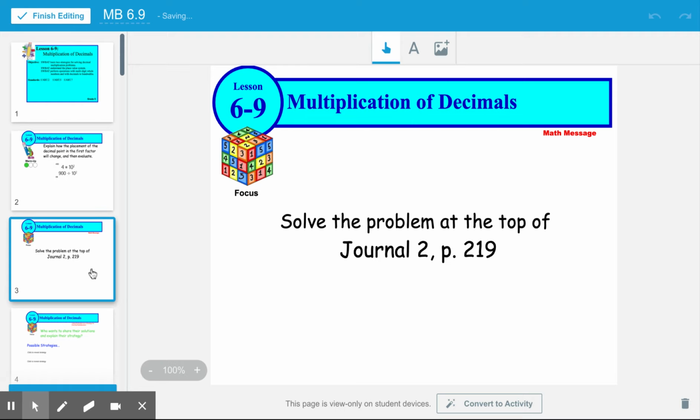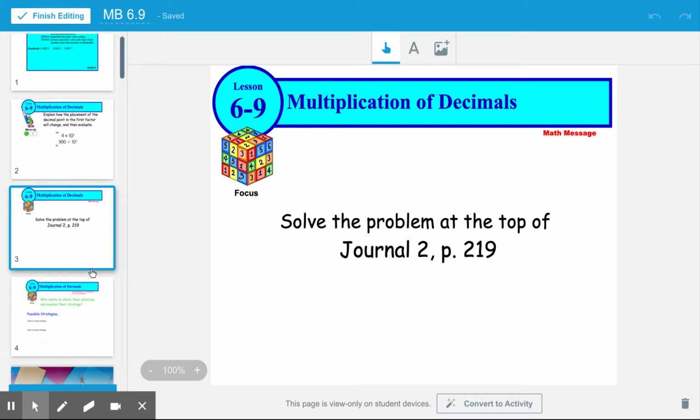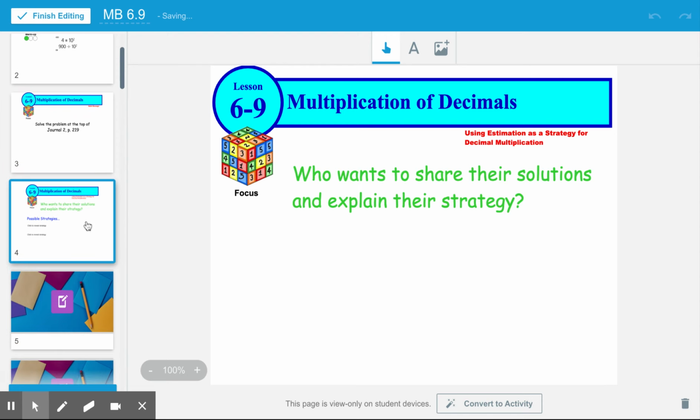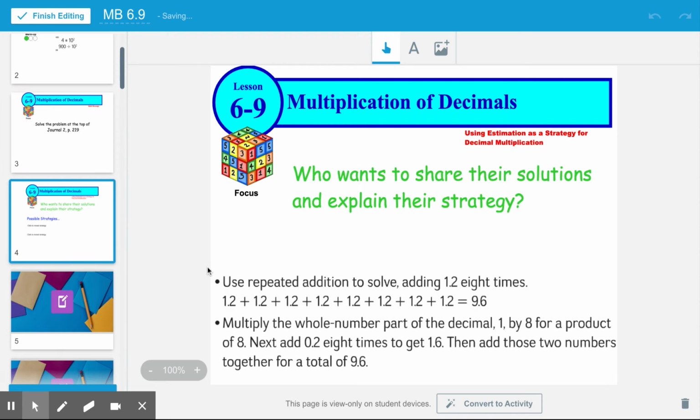So if you haven't yet, you should probably get out your math journal at this point in the video to follow along with us. You'll want to turn to page 219, and you're going to look at the question at the top of that page. Go ahead and you should have completed this already. It says some strategies for solving that problem.